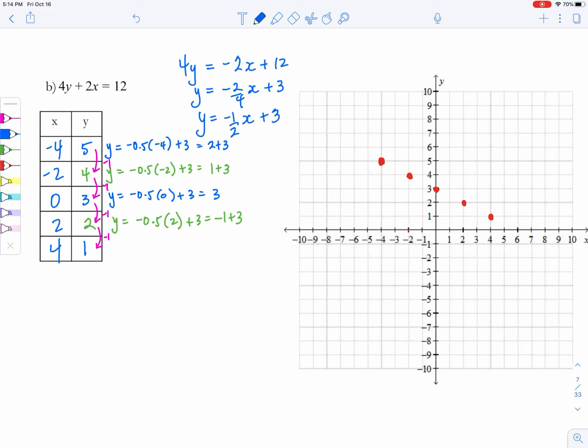And I'm going to connect the dots with a straight line. So you should use a ruler or a straight edge if you can. We're going to draw the arrows at the ends. And I'm going to write the equation of the line beside it. So 4y plus 2x equals 12. And we've drawn our line.